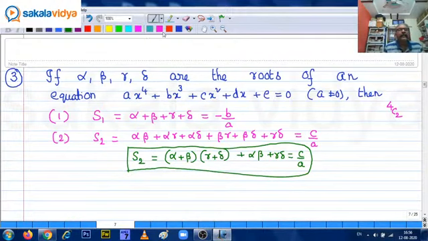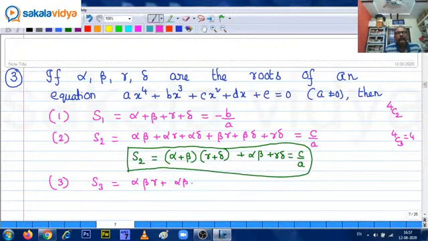Right. So next third one is S3. Here you get S3 also. S3 is actually taken 3. Taken 3 means 4C3, which is equal to 4C1. That is 4 terms you will be getting: alpha beta gamma plus alpha beta delta plus alpha gamma delta plus beta gamma delta. This is equal to minus d by a.